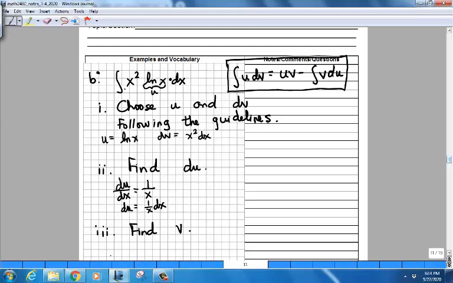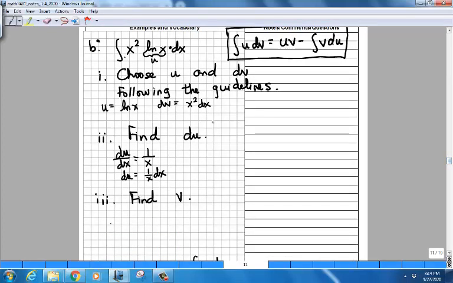All right, now let's try finding v. We also have to know v, right? Because that is useful in the integration by parts formula. We already know u and we already know dv, right? But we don't know what v is. All right, so our choice for dv was x squared dx, right? dv is x squared dx.